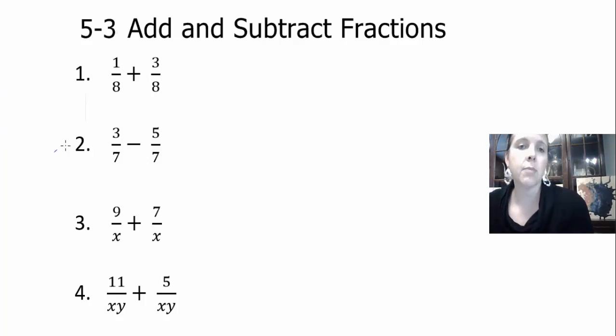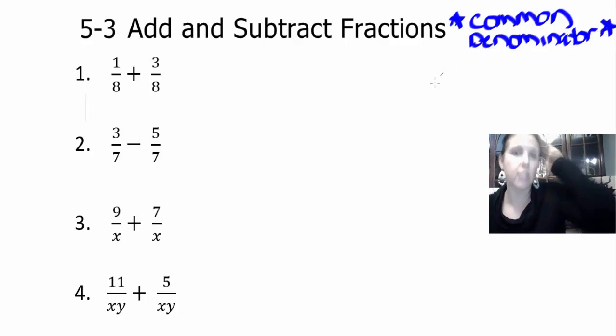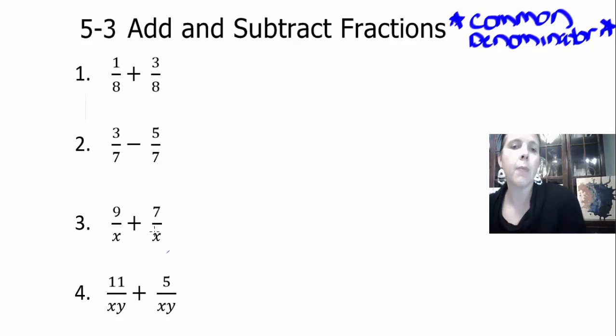Okay, so adding and subtracting fractions. Remember, the key to adding and subtracting fractions is a common denominator. You have to have a common denominator in order to add your fractions together. So on these, the common denominator is already there. Okay, so remember that you just add the numerator, the top number. So on this one, 1 plus 3 is 4, and you keep the denominator. Do not add your denominators together, you just keep them.